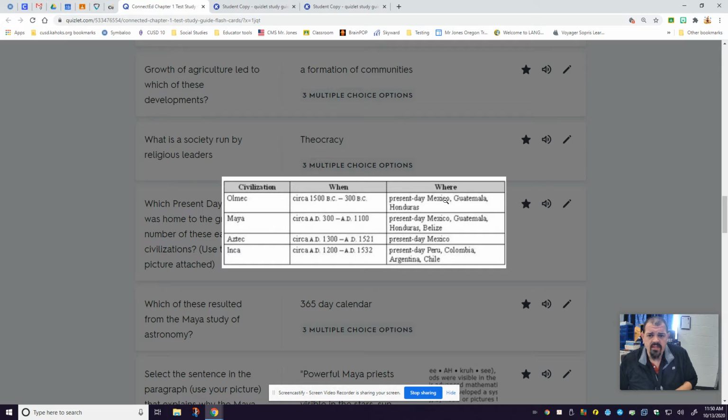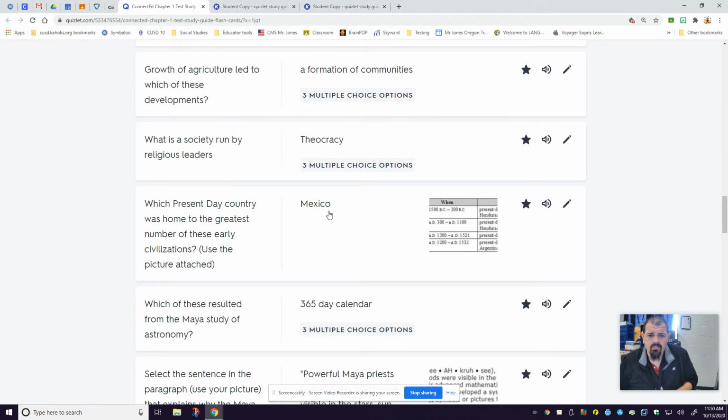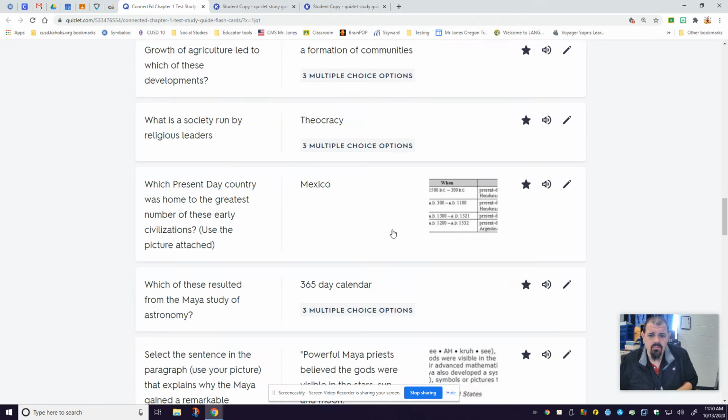So for the Olmec, we see Mexico, Guatemala, Honduras. Maya, Mexico, Guatemala, Honduras, Belize. Aztec, Mexico. Inca, Peru, Colombia, Argentina, Chile. Well, which one of these pops up on the most of these civilizations? Mexico's under Olmec, Mexico's under Maya, Mexico's under Aztec. It's the only one that's in 3 out of those 4 civilizations. So therefore, your answer would be Mexico.